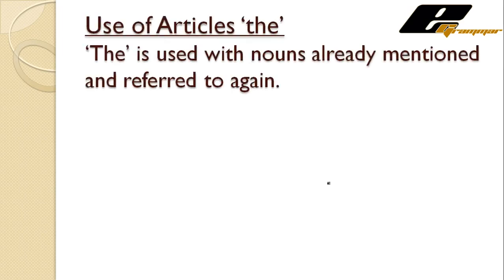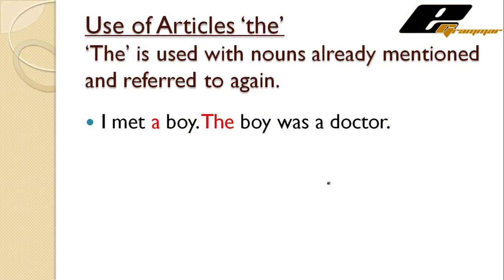The is used with nouns already mentioned and referred to again. I'll give you some examples for this. I met a boy. Anything. I met a boy. I'm not talking about a particular boy. In the first sentence, I met a boy. But now in the second sentence, the boy was a doctor. The first sentence talks about a boy, but in the second sentence I talk about that particular boy. That's why I have used this article the. Understood? See another example for this.